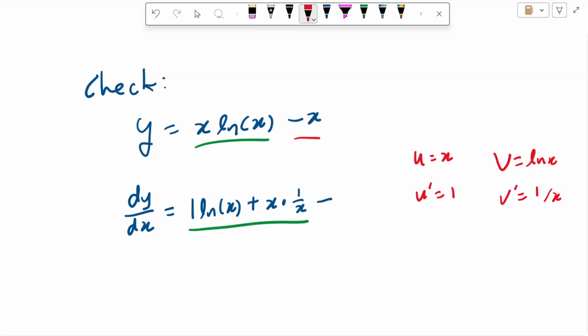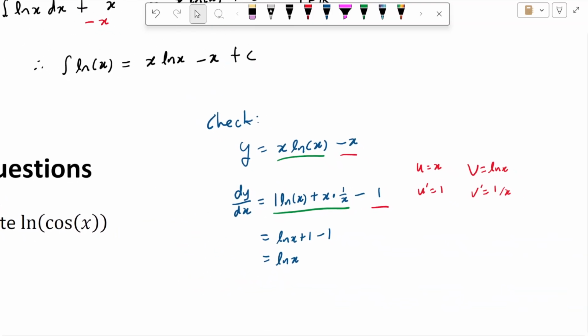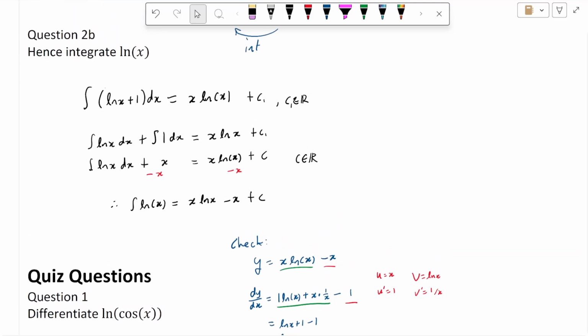And then the second bit is just 1. So this becomes log of x plus 1, take 1. Hey, it's log of x. So, hey, we just checked it. It did work. When I did the derivative of that thing, I do get log of x.